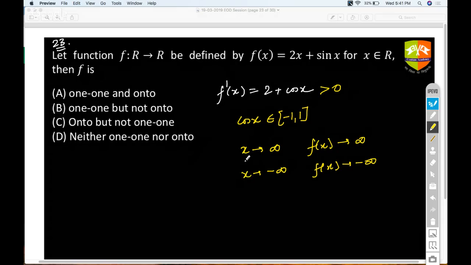Correct? And not only that, all the values of the function are going to be addressed by this function, because it's a continuous function. 2x is a continuous function, sin x is a continuous function. So it has to be 1-1 and onto both. So option A is going to be correct.